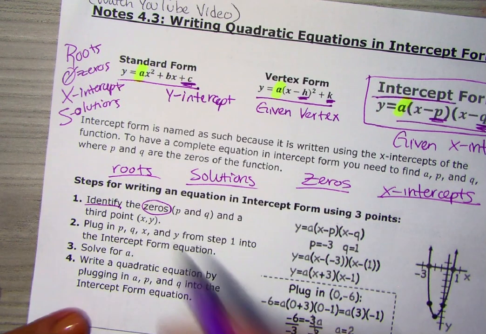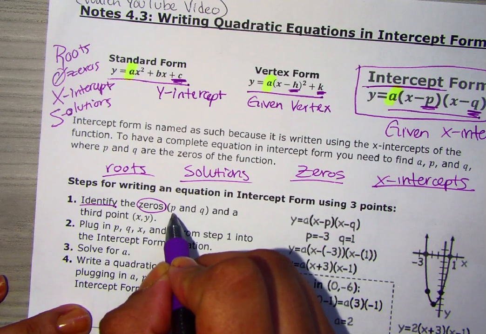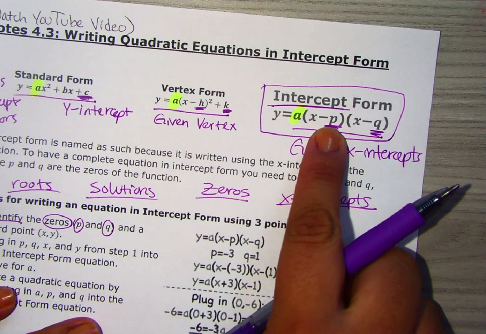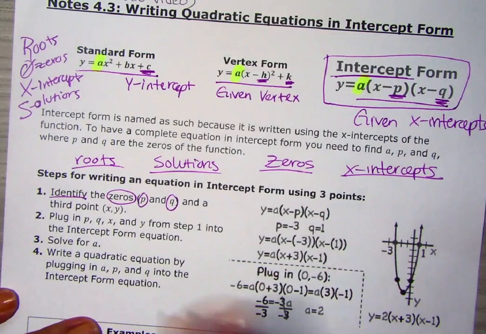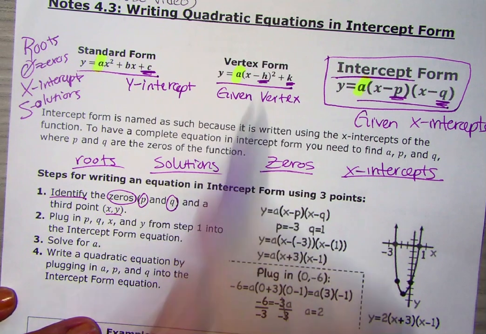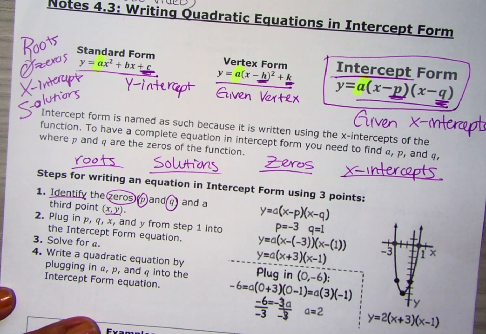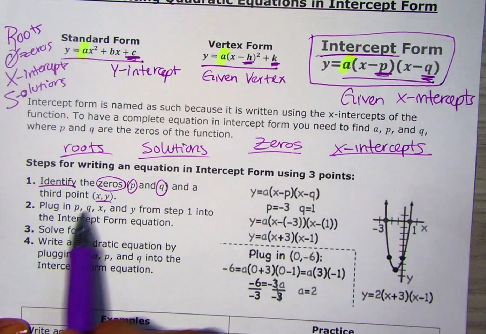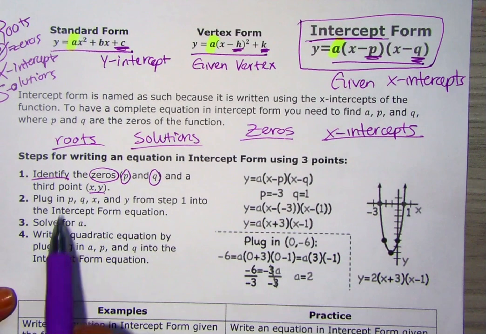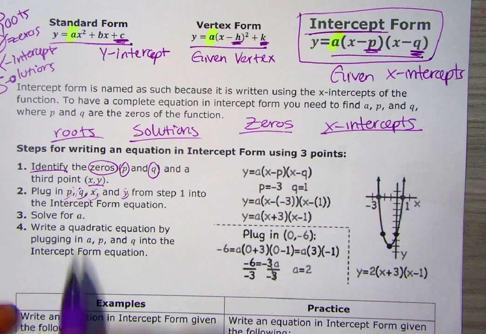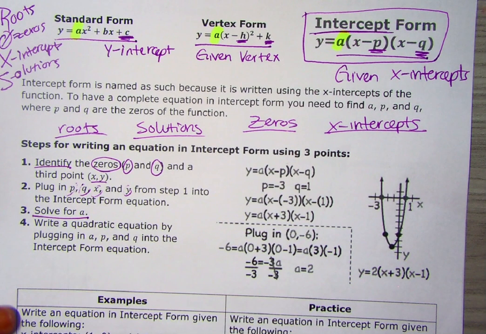So when you identify the zeros, you're going to see them as letter p and letter q in the template. That's where you put those values in there. And then you're going to have a third point, just like you did with the previous example of vertex form. Same thing here. You're going to use that point to help you find that a value once again. Same process as the previous notes. You're going to substitute the four variables, and then you're going to solve for a. Once you get the a value, you plug in, and then you have your equation.